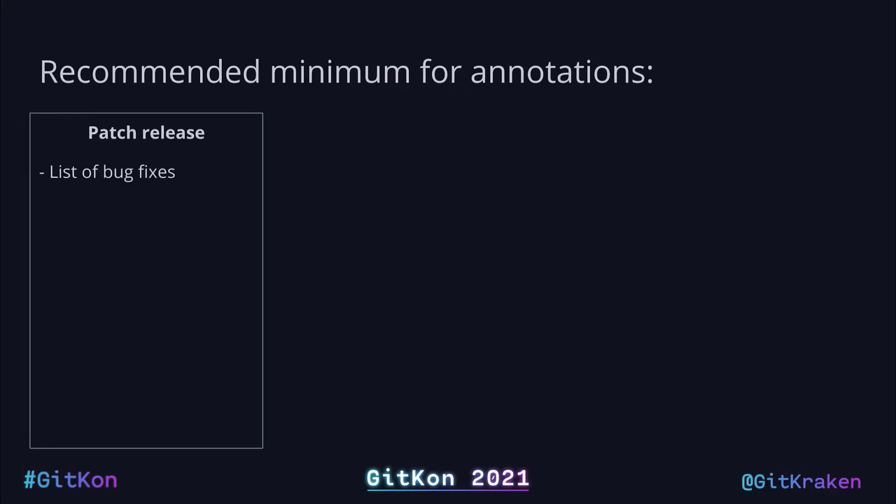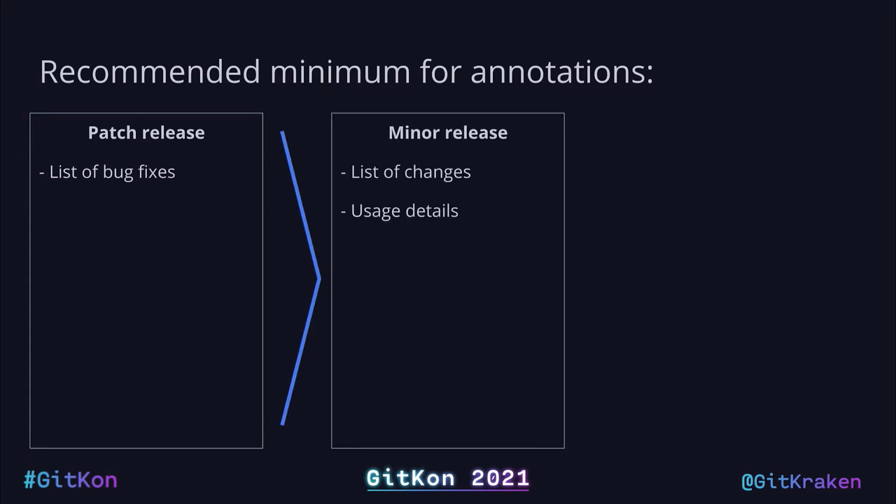So the recommended minimums for an annotation for a semantic version tag using annotated tags: for patch releases, at the very least, just list out your bug fixes. What issue numbers, if you're using an issue queue or a ticket system like Jira, whatever, list out those numbers there with some description about what was fixed. If you're doing a minor release, add to that the list of functionality that you've changed or touched, and then any significant usage details that have changed that your end user should be aware of.